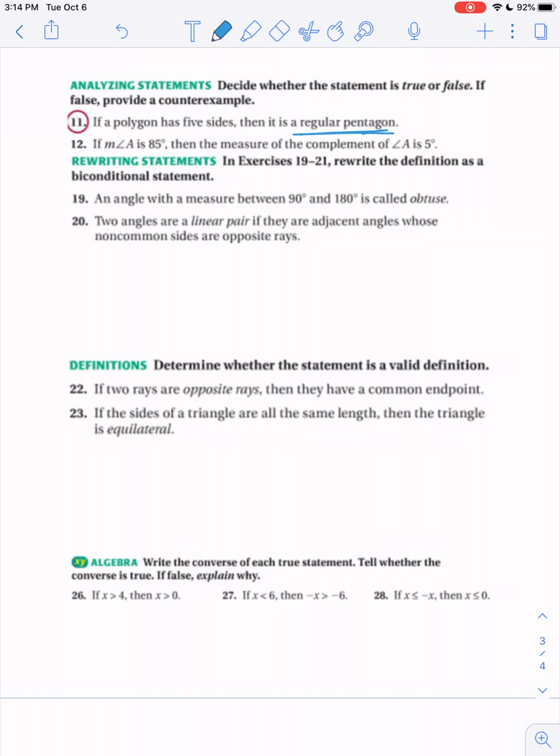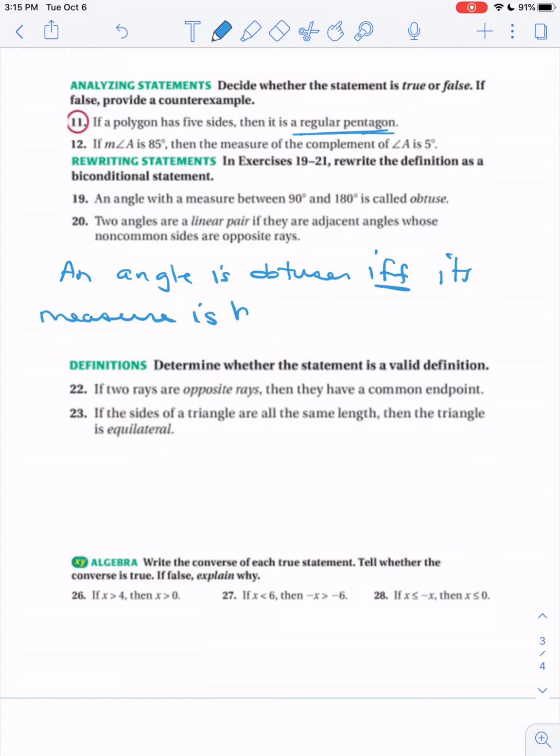Next section, it says rewrite the definition as a biconditional statement. So they want us to put an if and only if in the middle. So the original statement says an angle with a measure between 90 and 180 degrees is called obtuse. You would say maybe something like an angle is obtuse if and only if, that's the abbreviation, IFF, its measure is between 90 and 180 degrees. Sometimes you switch it around if it makes it sound a little bit better.